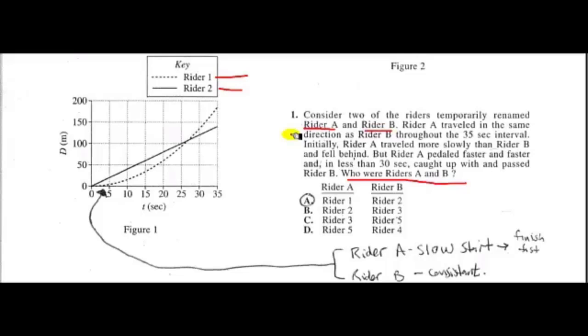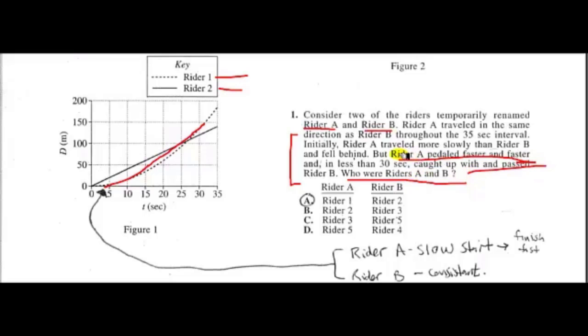They're asking you here, we have in the key Rider 1 and Rider 2. They're asking you which one of these is Rider A and Rider B based on the information that they give you in the passage. And here's what they say. Rider A traveled slower and Rider B fell behind. So which one of these traveled slower and then fell behind? And then it said Rider A pedaled faster and faster and then caught up.